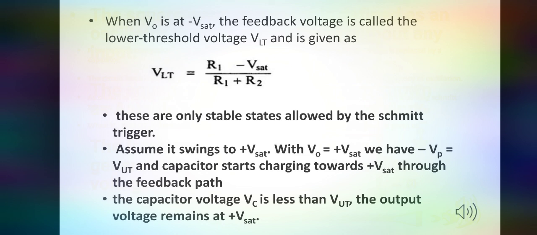There are only two stable states allowed by a Schmitt trigger. Assume it swings to positive saturation voltage, with V0 equal to positive saturation voltage. We have Vp equal to VUT, and the capacitor starts charging towards positive saturation voltage through the feedback path. While the capacitor voltage Vc is less than VUT, the output voltage remains at positive saturation.